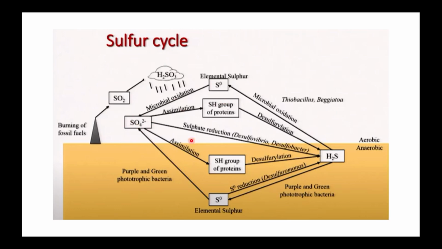These sulfates will be assimilated into the proteins wherever sulfate assimilation is required. Sulfates can be reduced back to H2S by bacteria like Desulfovibrio and Desulfobacter, and elemental sulfur can be reduced by Desulfuromonas anaerobically, a completely anaerobic process, and all of these will form H2S again. So H2S will form sulfate, and sulfate will again come back to H2S. Okay, and the intermediate is elemental sulfur. Is this clear?